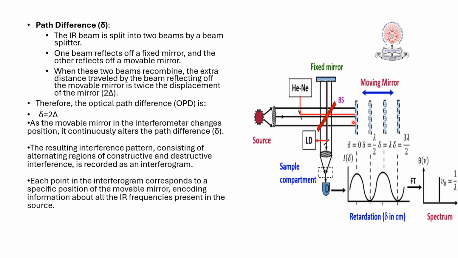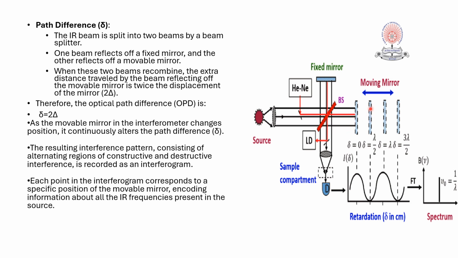So as the moving mirror changes position, it continuously alters the path difference. So what is this path difference? Suppose the fixed mirror and the moving mirror are at equal distance from the beam splitter. Then we'll say that the light traveled, after reflection and transmission, through the equal distance, both from the fixed mirror as well as the moving mirror.